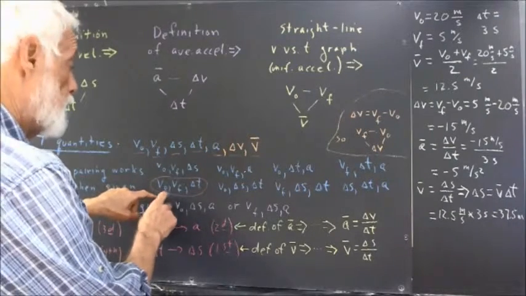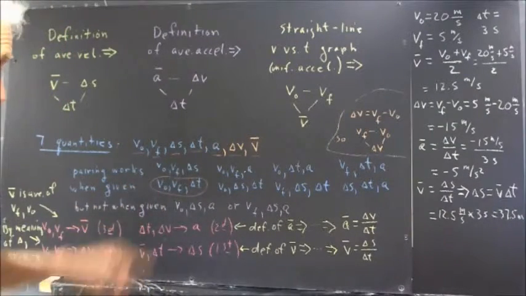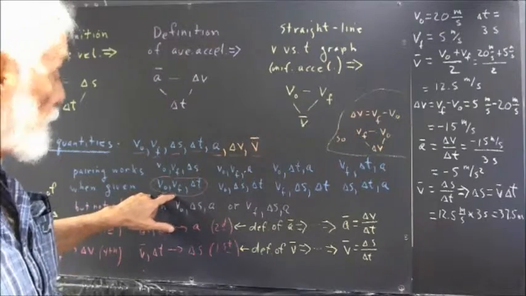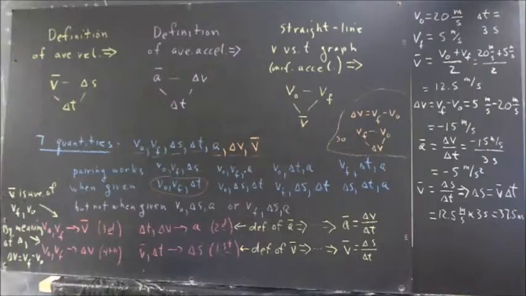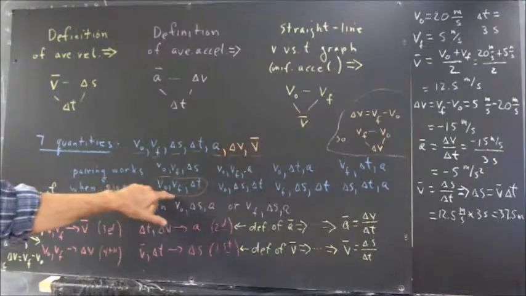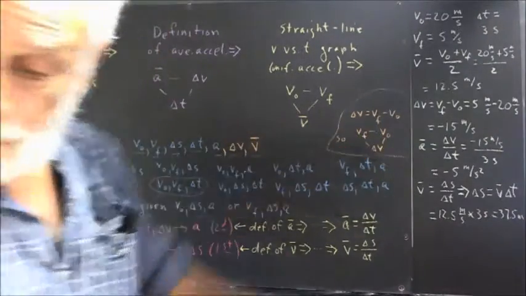However, if we have V naught and Vf, we're off to a very good start because we can pair V naught and Vf to get V bar. And then we could pair V naught and Vf as well to get delta V.